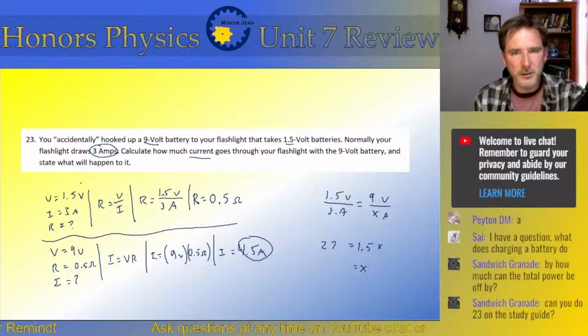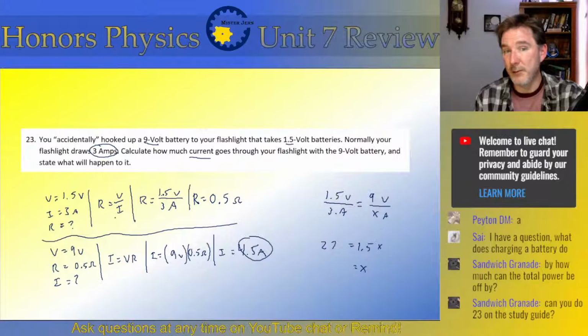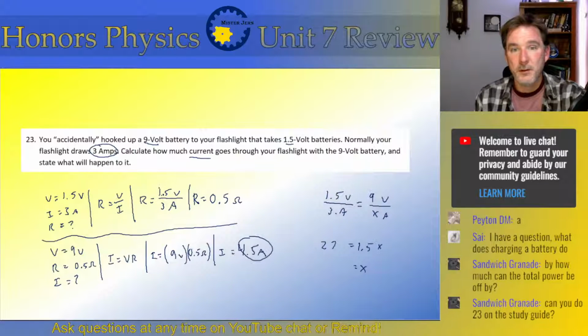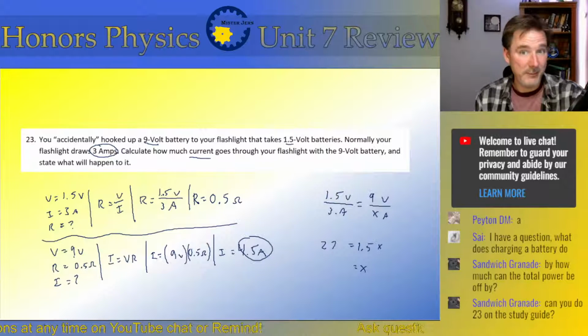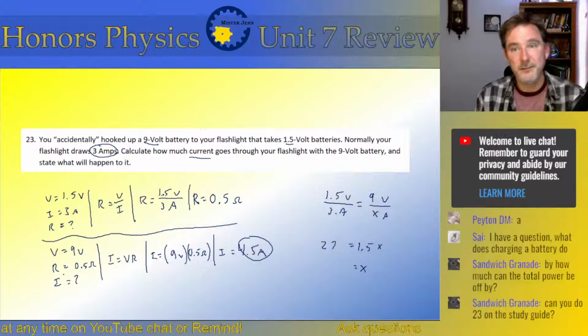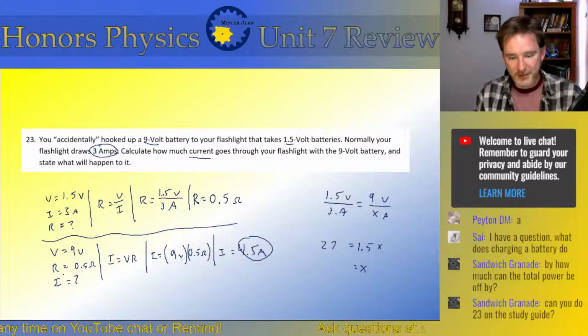Okay, voltage 1.5. Just double check everything. This is what you gotta do, right? Current 3 amps. Resistance is voltage divided by current. That's not where I made the mistake, right? No. So 1.5 divided by 3, 0.5 resistance. Seems right to me. All right, so the voltage is now 9 volts. All right, 9 divided by 1.5, that is 6 times more.